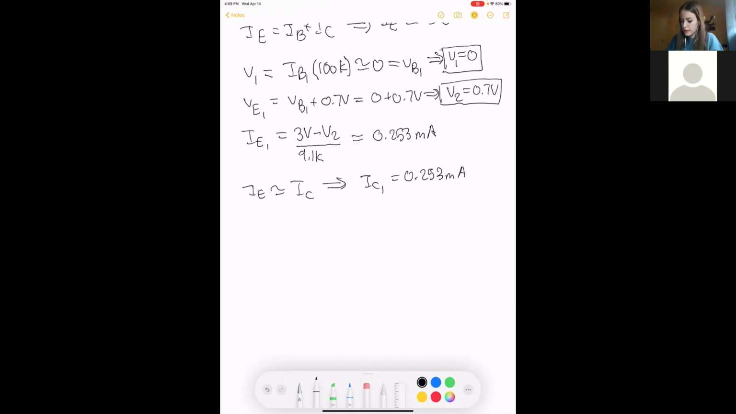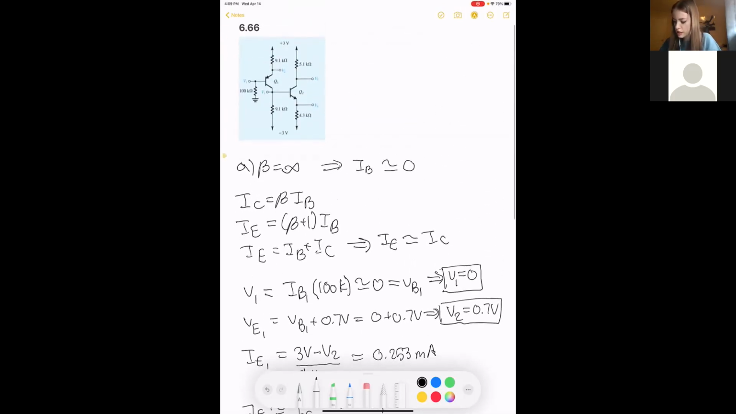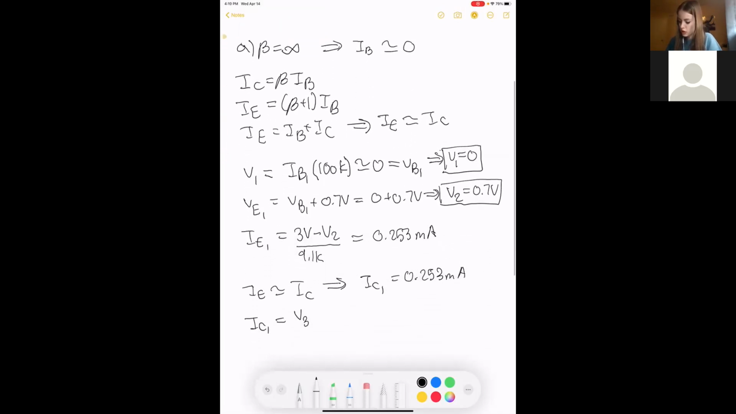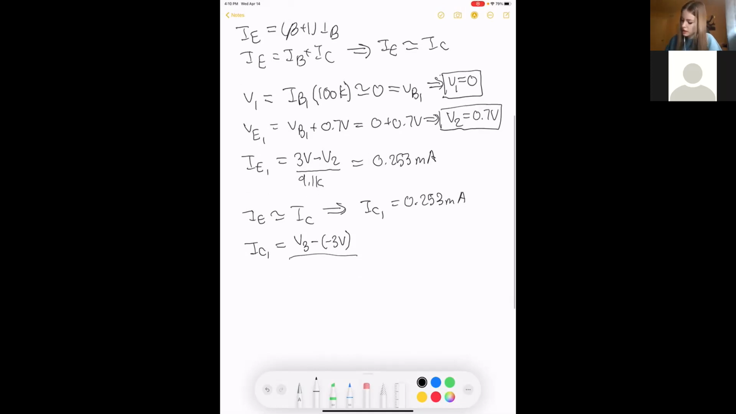So now we can find IC. Again, it's the same procedure. You just do your node voltage, which is V3. V3 is, let me scroll up so you guys can see, right here at the collector. So it's VC1. It's also VB2. So V3, and then we do minus, and we have a negative 3 volts at the bottom, and we divide it all over our 9.1K resistor.